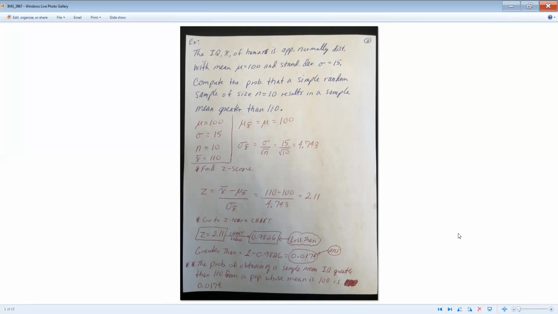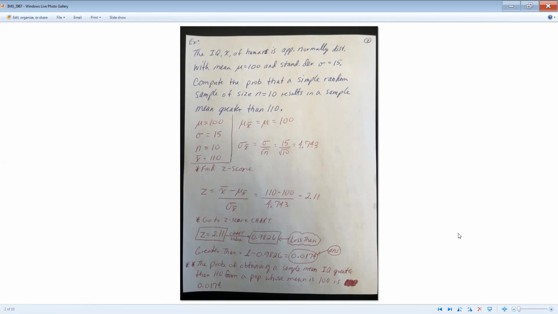So the IQ, we're going to be calling x, of humans, is approximately normally distributed with mean 100 and standard deviation 15. Compute the probability that a simple random sample of size 10 results in a sample mean greater than 110. So let's start off with our givens. The population mean is 100, population standard deviation 15, sample size n is going to be 10, and the sample mean in question is going to be 110.